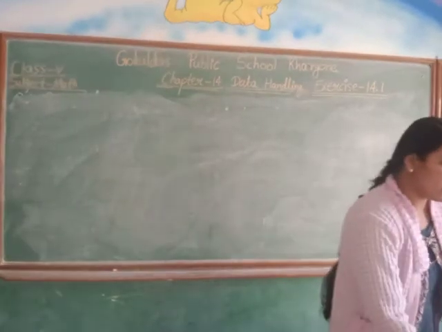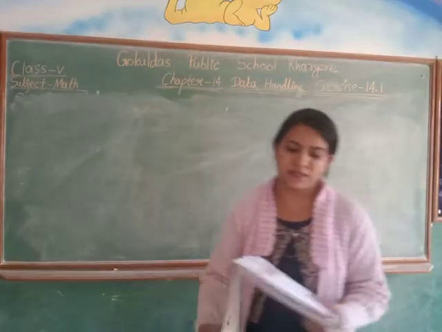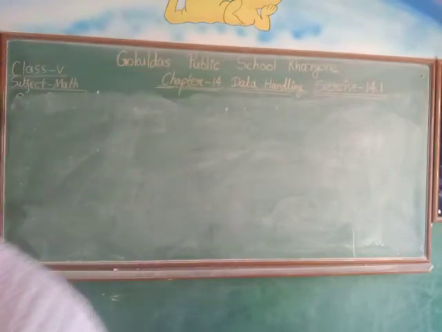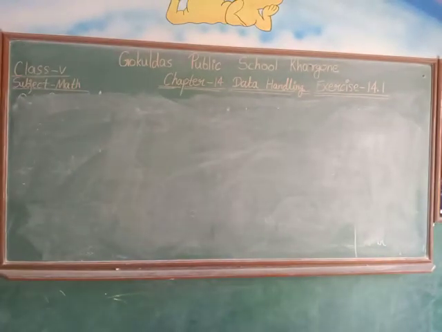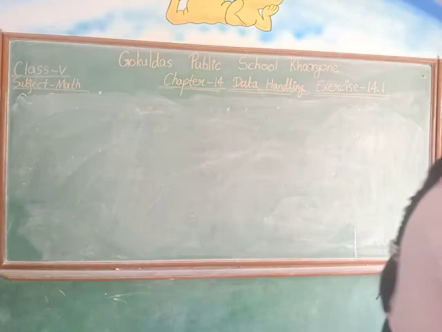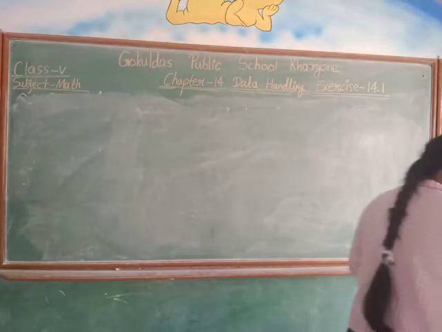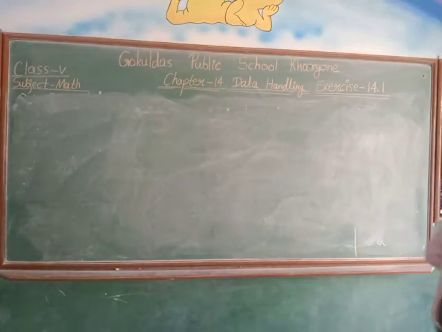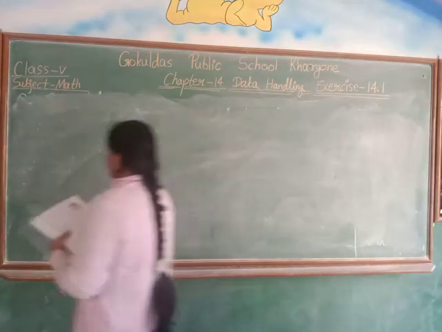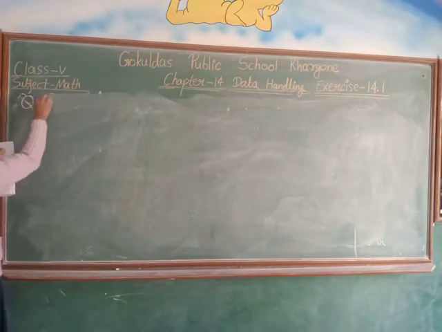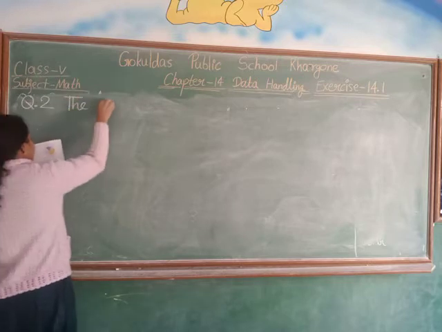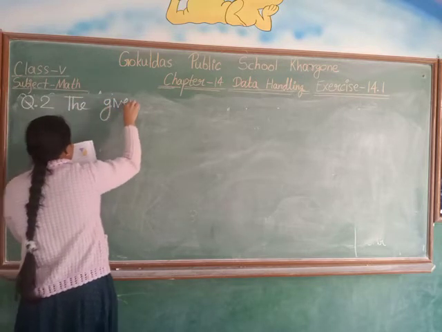Question number 2: The given pie chart shows different seasons of India divided into 12 equal parts. Each part shows 1 month. Fill in the following table. We are doing question number 2. Note down the question from the book.